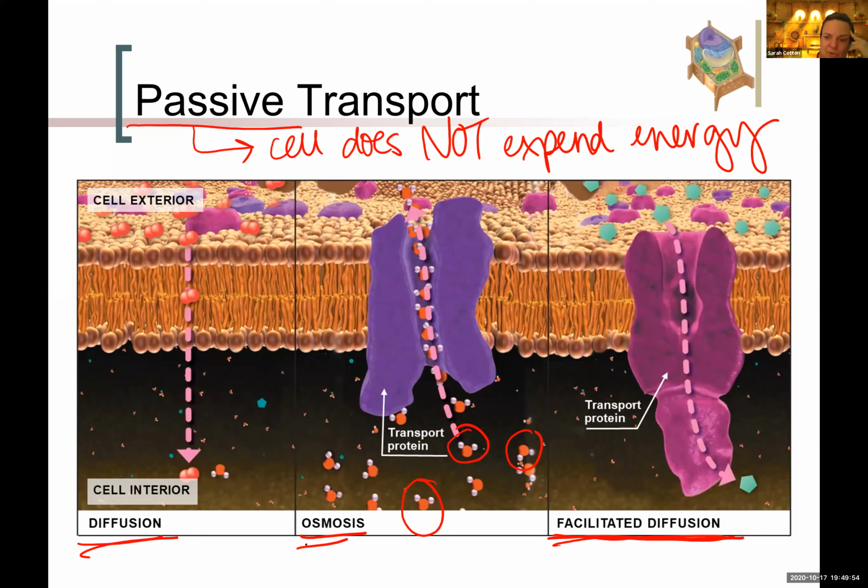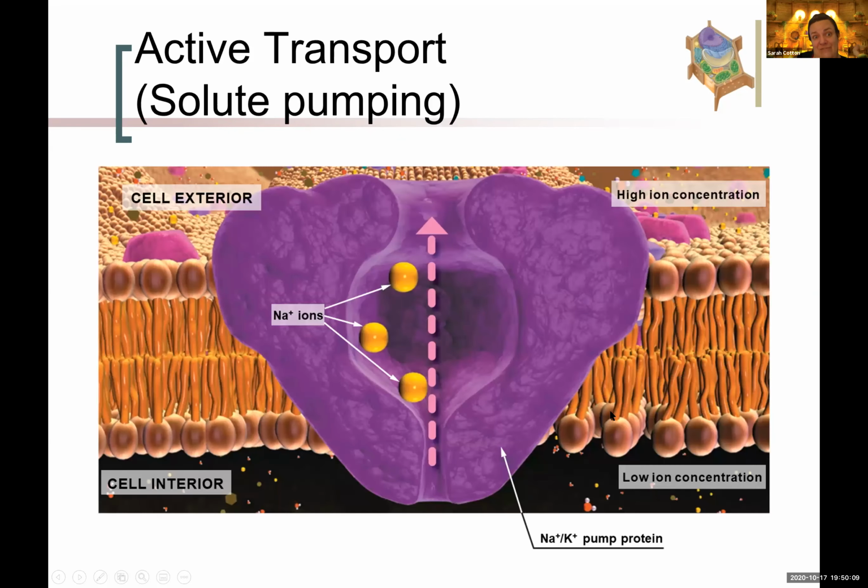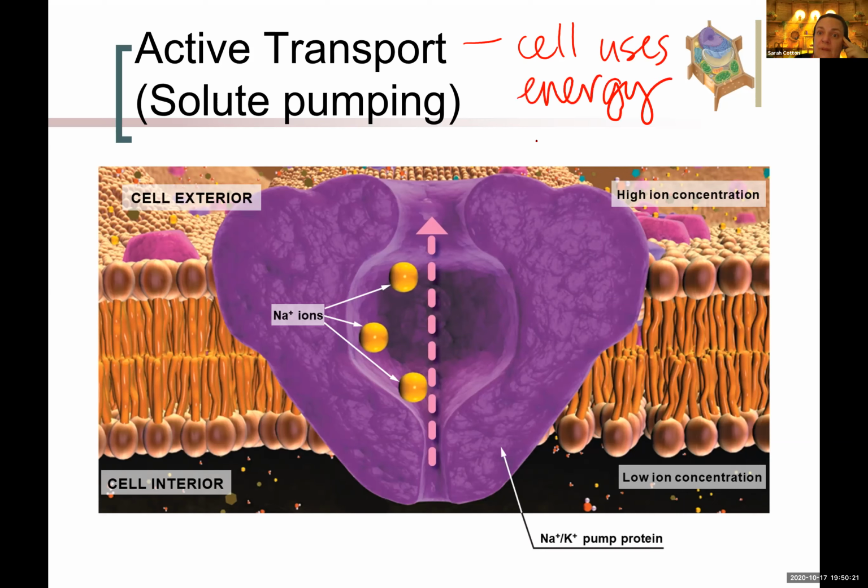So all of that, diffusion, osmosis, facilitated diffusion, those are all passive transport. Remember, that means the cell does not expend energy. It's just spontaneous. It just happens, okay? As opposed to active transport. So active transport means the cell must use energy to move something.